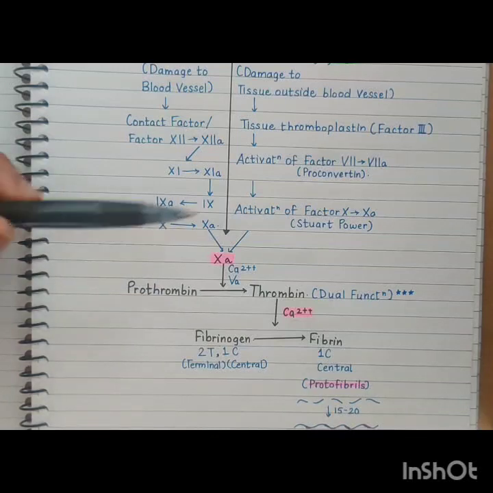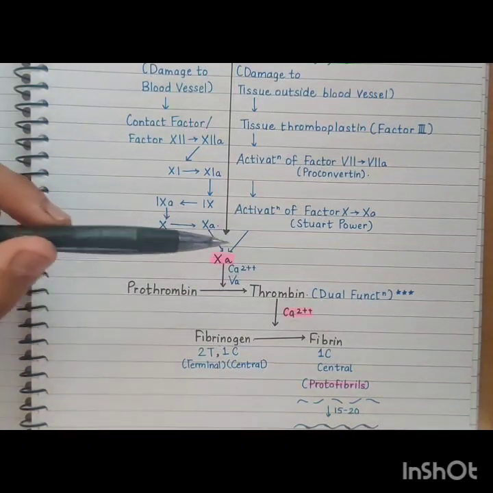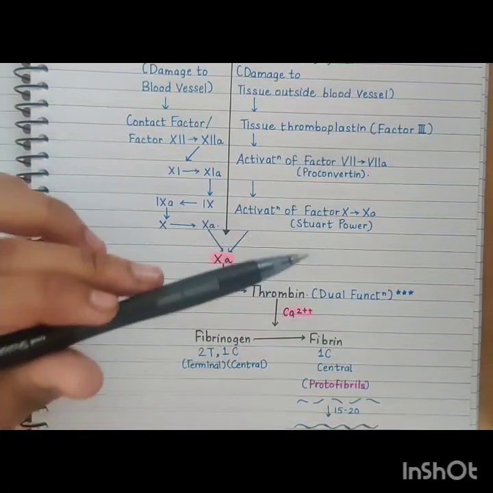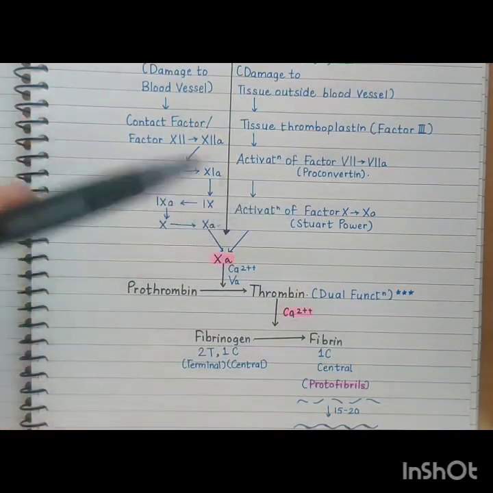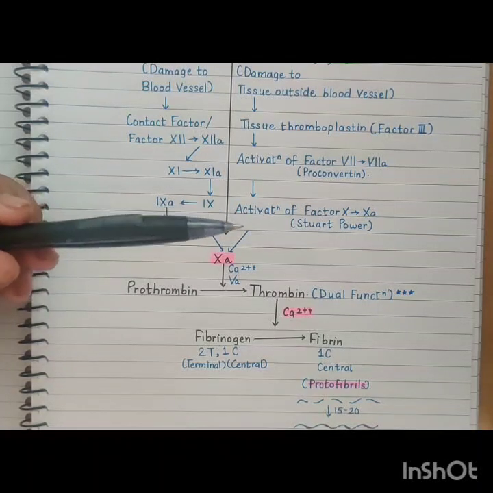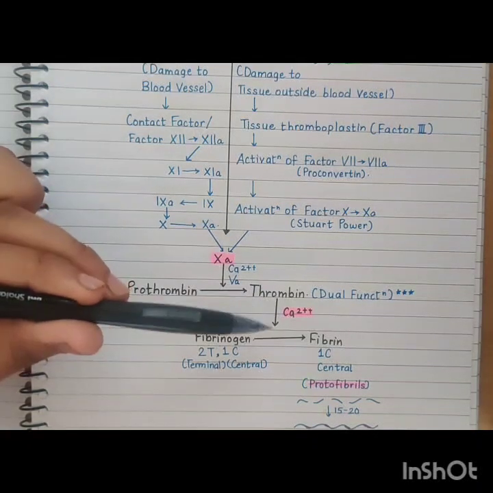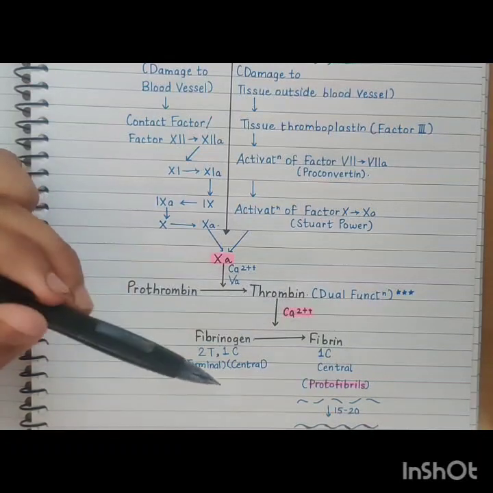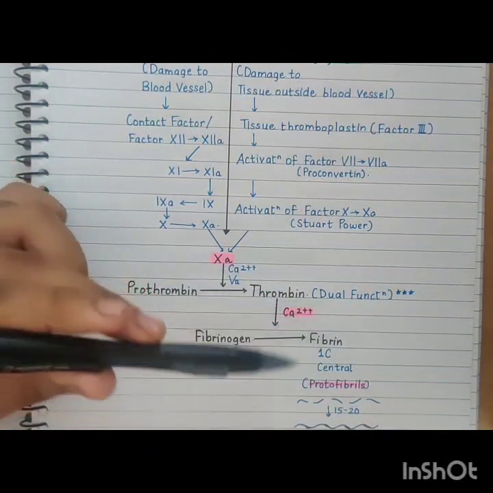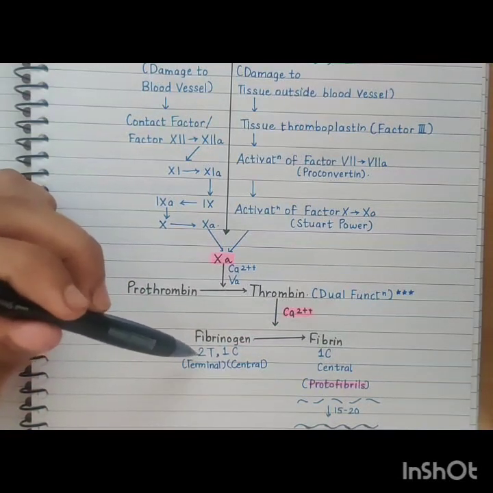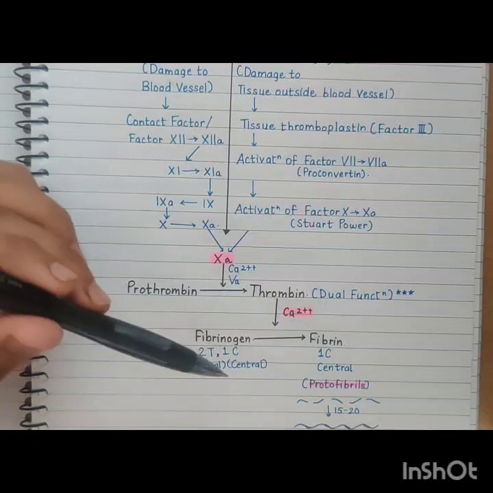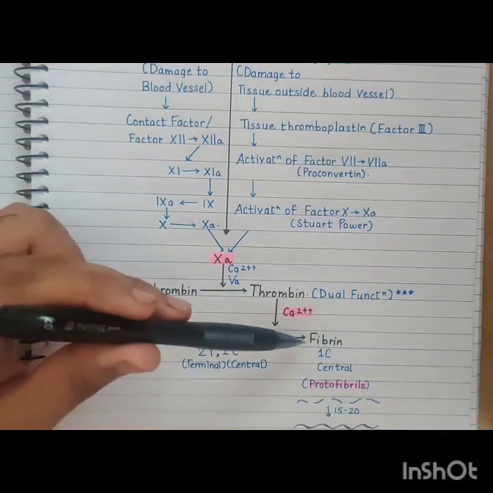So prothrombin will convert itself into thrombin, which has a dual function. What I mean by this is better explained when I tell you about fibrinolysis. So with the help of calcium, thrombin will activate fibrinogen to form fibrin, and this conversion includes the conversion of two terminal, one central domain of the fibrinogen proteinaceous structure to one central domain.